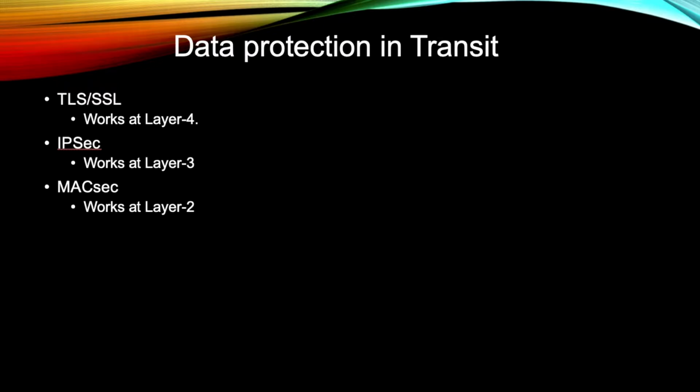So first, let's understand the different ways you can protect your data while it is in transit or in flight. One is TLS/SSL connections, which work at layer 4. Then you have your IPsec tunnels, VPN tunnels, which work at layer 3. And then you have your MACsec, which works at layer 2.